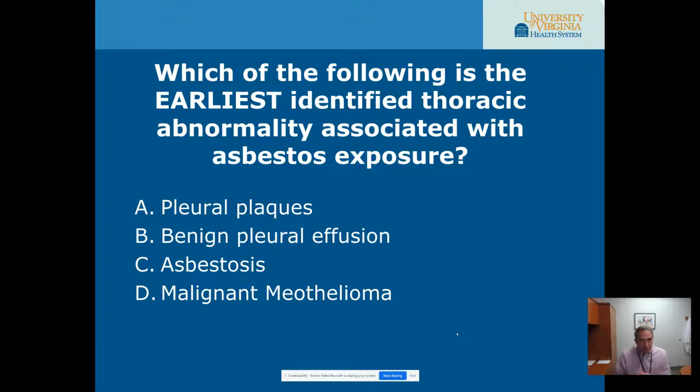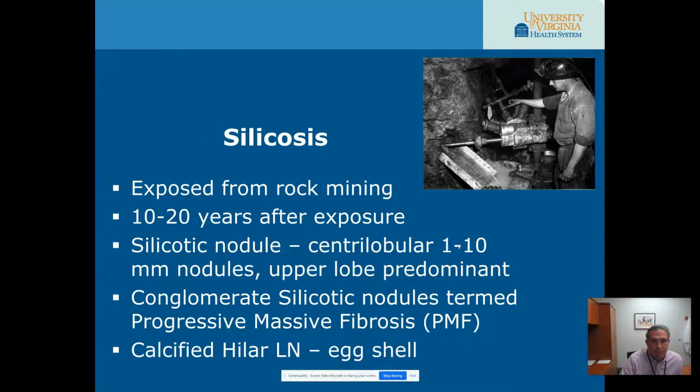A couple test questions. What is the earliest identified thoracic abnormality associated with asbestos exposure? Plaques, effusions, asbestosis, which again is the interstitial lung disease, or mesothelioma. So the question again, earliest would be pleural effusions. Again, just watch the keywords for earliest. Great. Moving on to silicosis, rock mining.